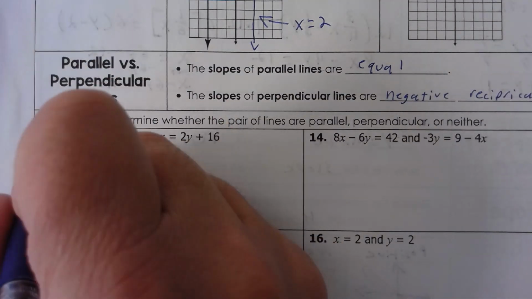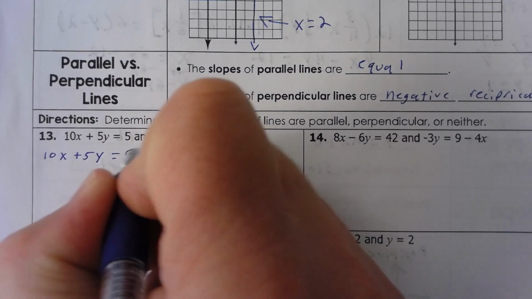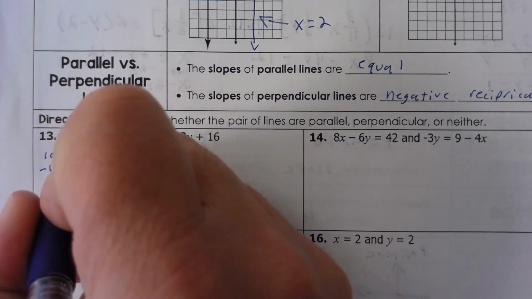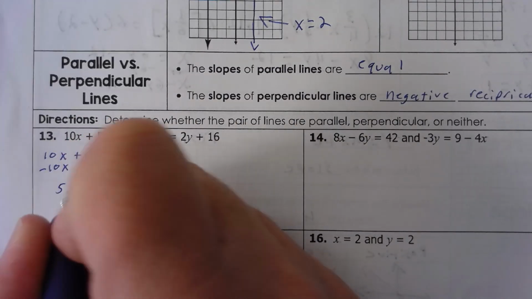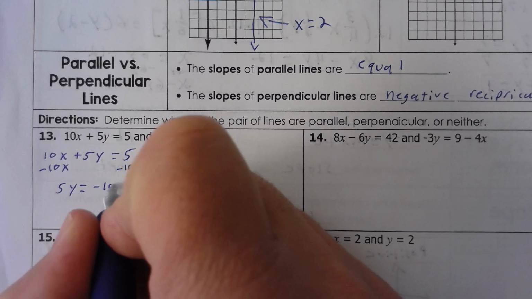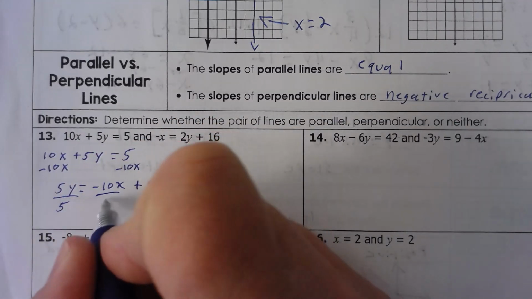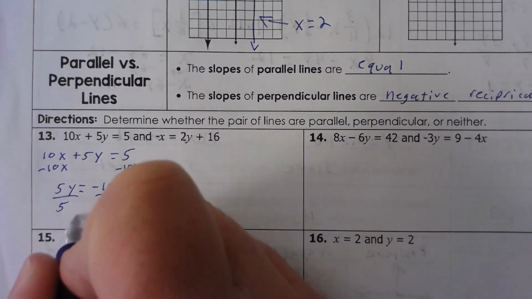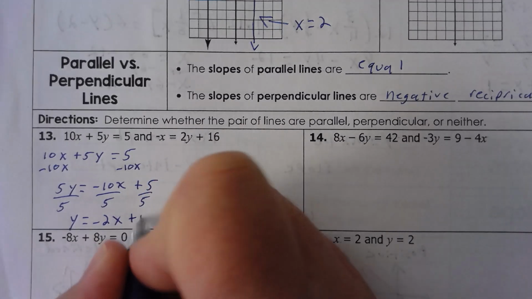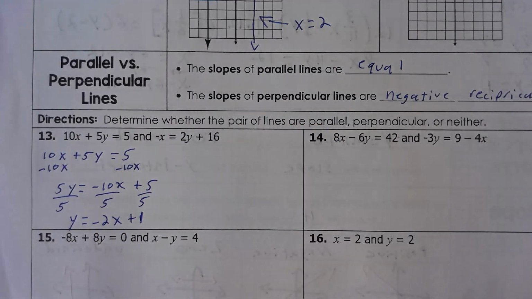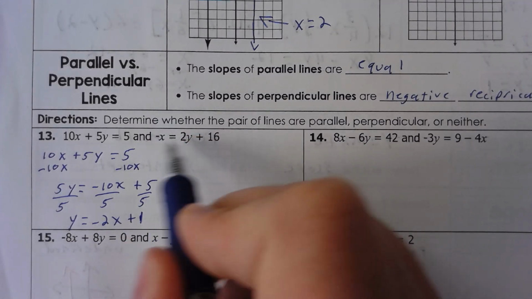So for this first one, 10x plus 5y equals 5. I'm going to subtract 10x from both sides. So 5y equals negative 10x plus 5. Divide everything by 5. And y is equal to negative 2x plus 1. Alright, so this line's slope is negative 2.